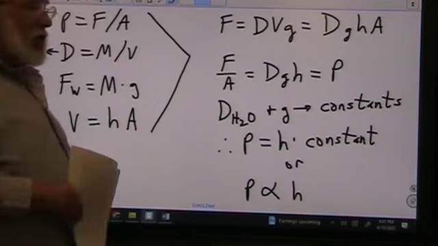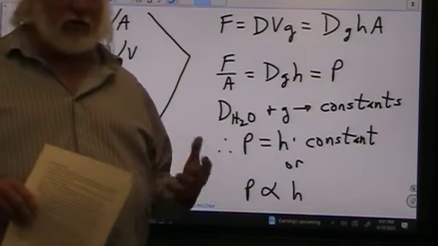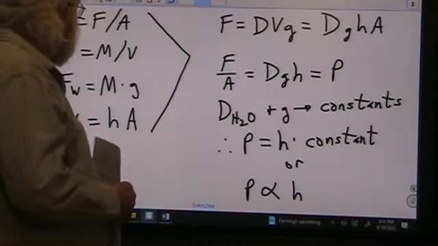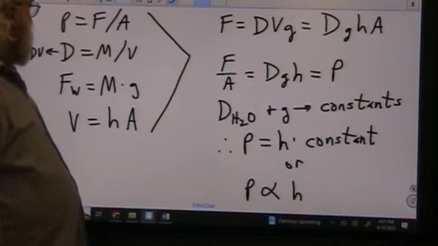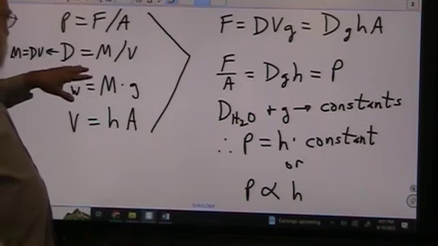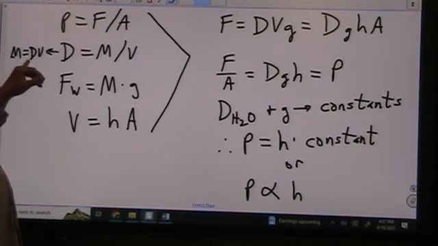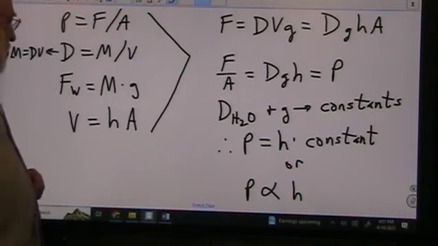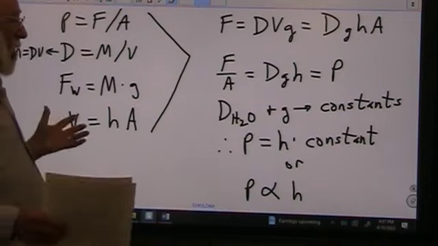Now there's a series of derivations I'm going to make here. I don't expect you to know them, but I want you to see where it came from. So this is something magical that Pascal came up with. Pressure is defined as force over area. We've discussed before that density is mass over volume. Therefore, mass is equal to density times volume. We know that weight is mass times gravitational acceleration, and volume is height times area, area times height.